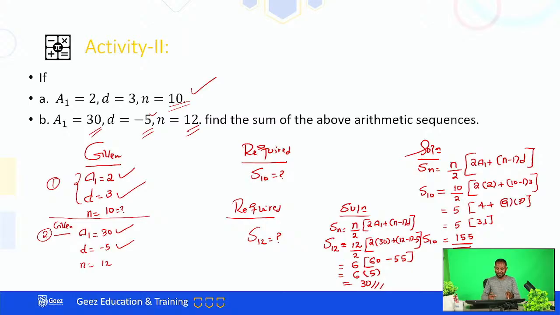The first term is 30 but the sum of the first 12 terms is 30. You can understand from this that the sequence is obviously a decreasing sequence.